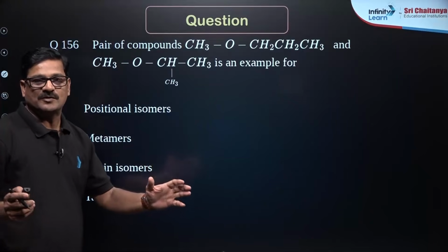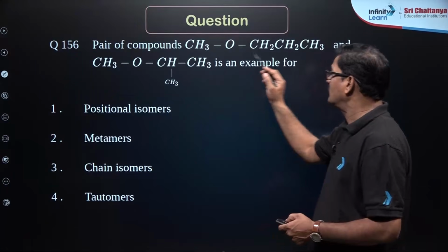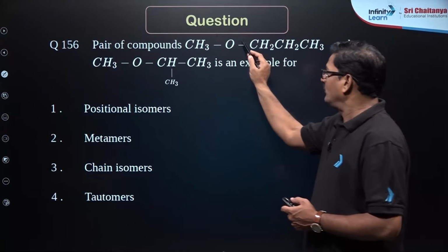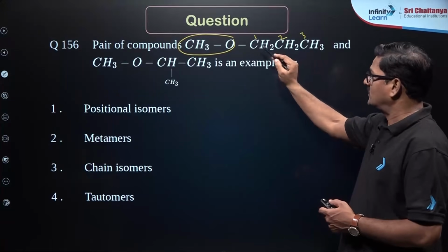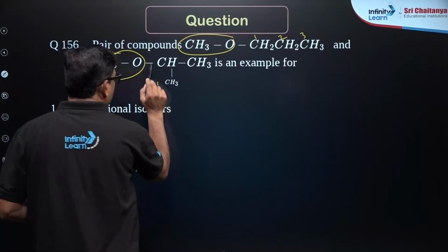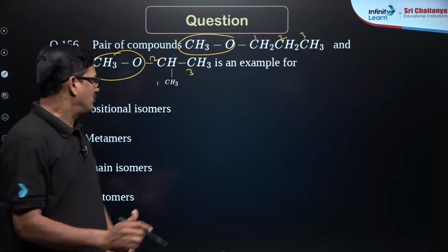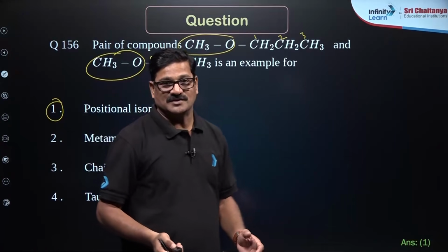Students, this question is from isomerism. In this question, it is asked about a pair of compounds given and what they are an example of. Methoxy group is present on carbon atom number 1 in one compound, and on carbon atom number 2 in the other compound. So, this is said to be position isomers. Option 1 is the correct answer for this question.